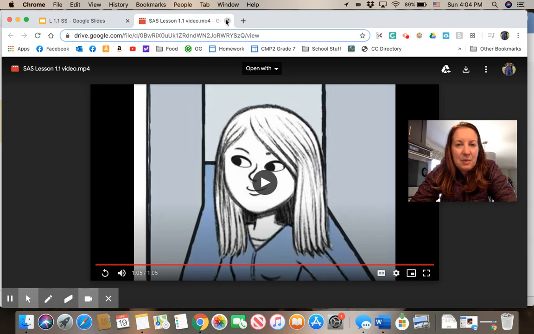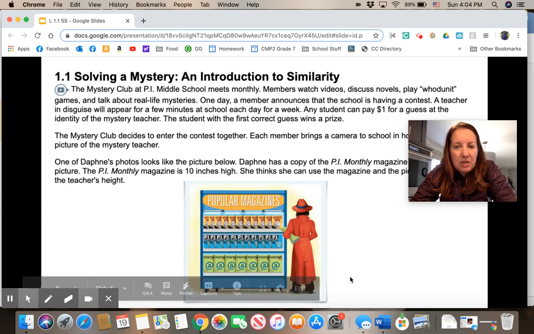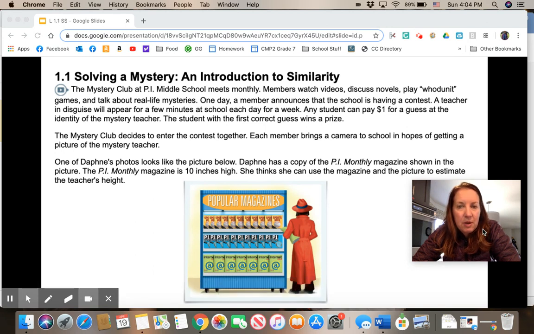Okay, so that is what we're going to do in our first lesson here. We're going to learn about how you could use a photograph to find information. So the Mystery Club at PI Middle School meets monthly. Members watch videos, discuss novels, play whodunit games, and talk about real-life mysteries. One day, a member announces that the school is having a contest. A teacher in disguise will appear for a few minutes at school each day for a week. Any student can pay $1 for a guess at the identity of the mystery teacher. The student with the first correct guess wins a prize. The Mystery Club decides to enter the contest together.